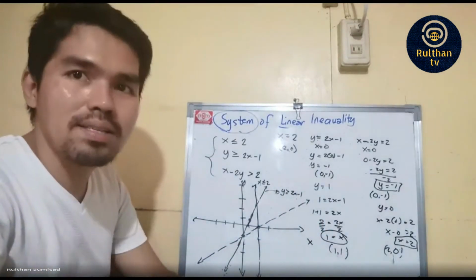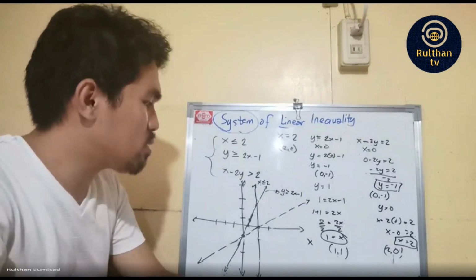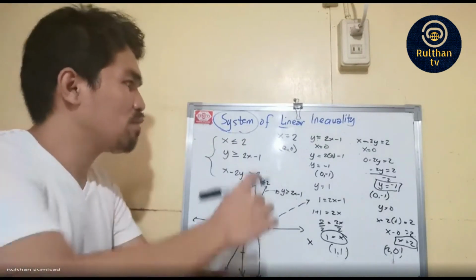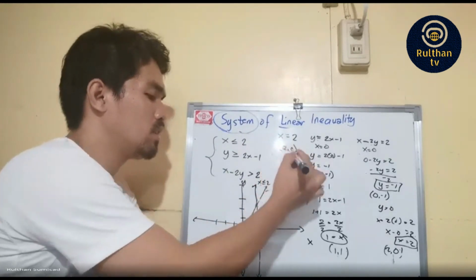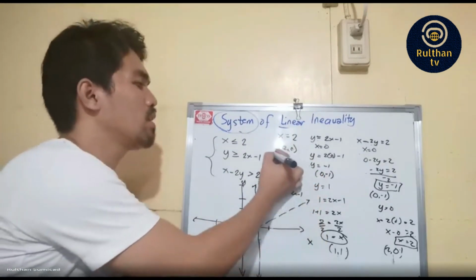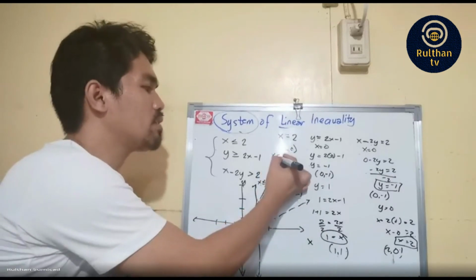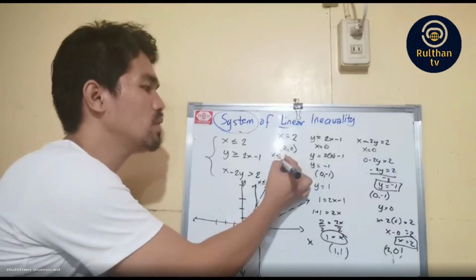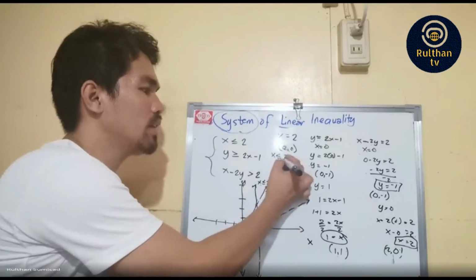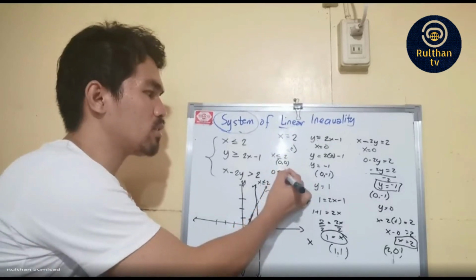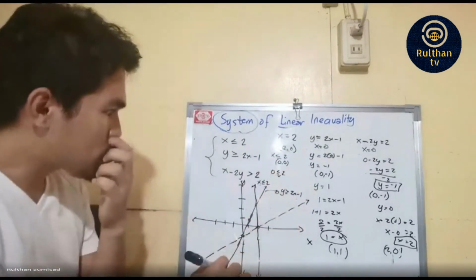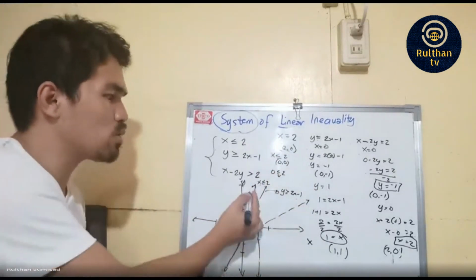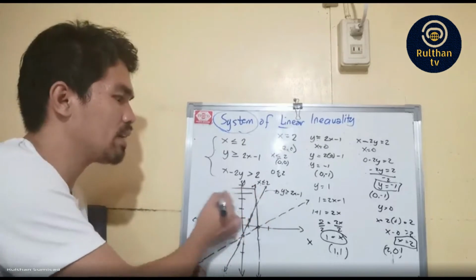Afterwards, we will test each line. Where are their solution sets? Let's start with this one, testing x less than or equal to 2. Let's test with 0, 0. That's going to be 0 less than or equal to 2. True or false? Indeed, it's true. So if it's true, therefore this line, the solution goes in this direction. Okay, going here.